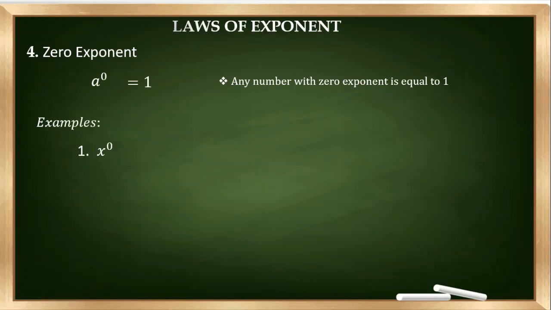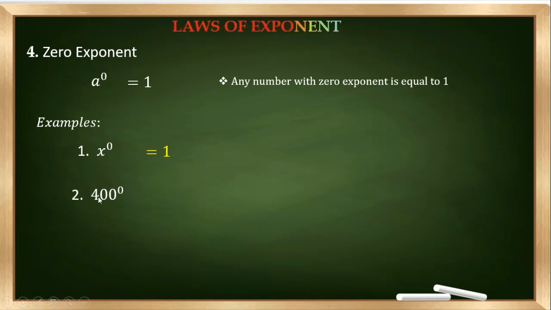So for example, we also have this one, x raised to 0 power. So again, any number or variable with 0 exponent is equal to 1. So x raised to 0 power is equal to 1. Okay, so again, any number or variable with 0 exponent is equal to 1.